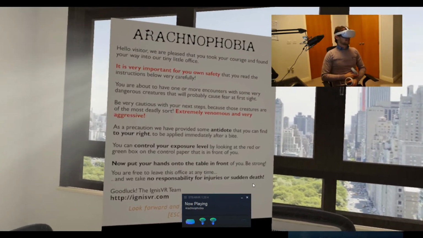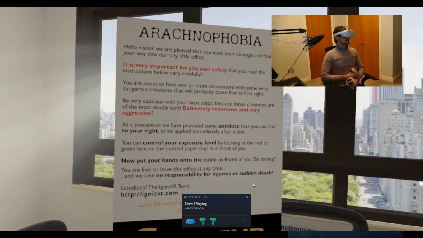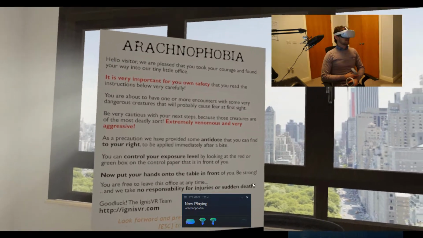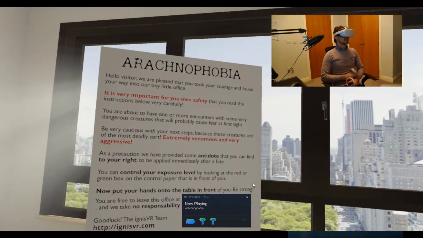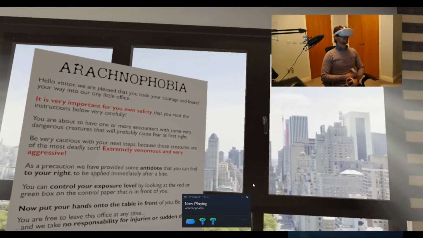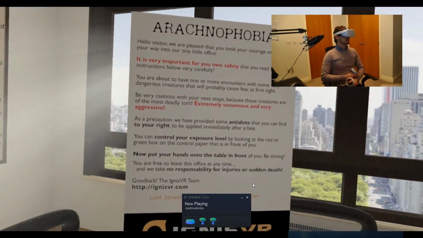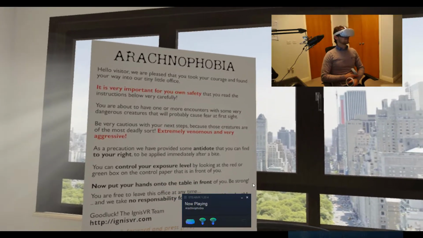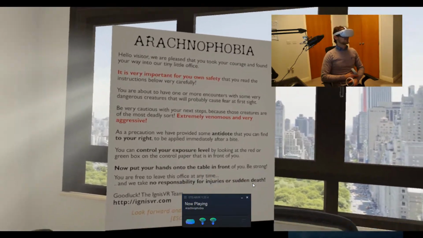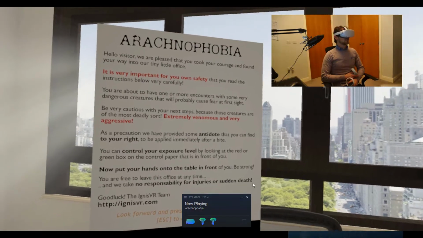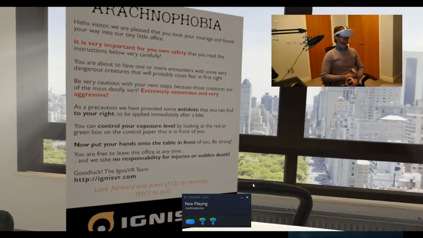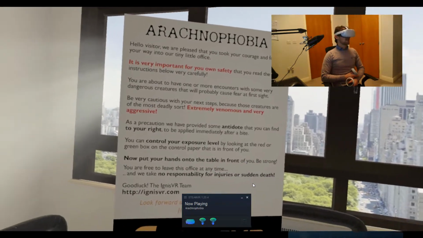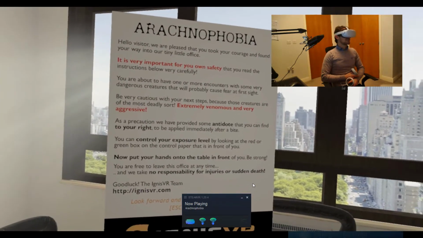As you can see, I'm very new to this. Hello visitor, we are pleased that you took your courage and found your way into our tiny little office. It is very important for your own safety that you read the instructions below carefully. You're about to have one or more encounters with some very dangerous creatures that will probably cause some fear at first sight. Be very cautious with your next steps, because those creatures are of the most deadly sort, extremely venomous and very aggressive.